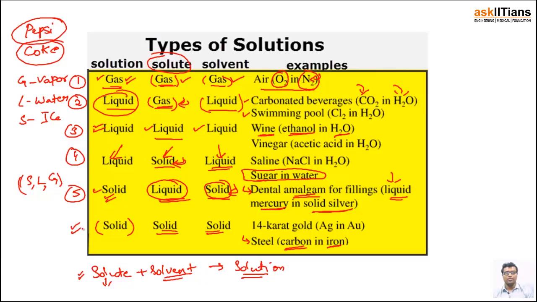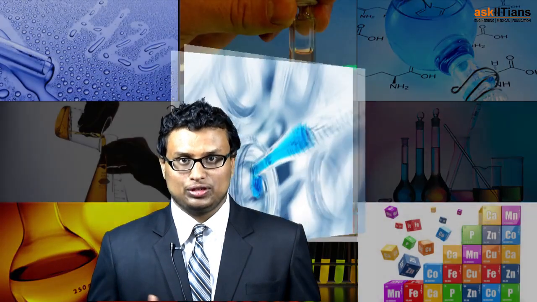These are the different types of solutions possible when you have a solute in a different phase and a solvent in a different phase. You get a resultant solution accordingly, and we have discussed many examples of these different types of solutions. So friends, these are the few basic terms which are used in this concept of solutions.